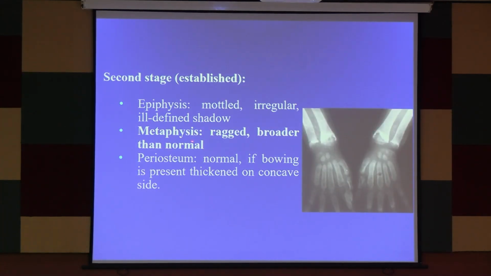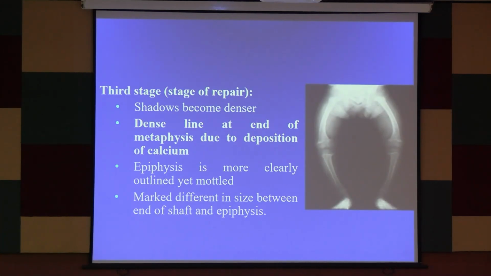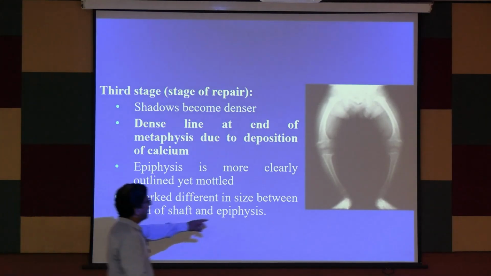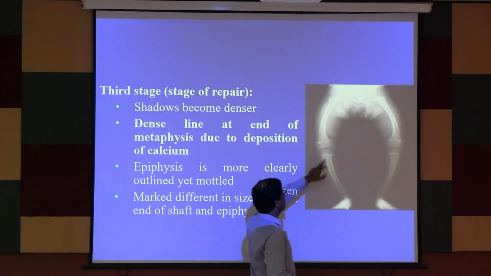When it is established, it is broader and more ragged. There could be metaphyseal cupping and fraying. And when you treat the rickets, you get a dense line at the end of the metaphysis. When you address the condition, start the therapy, and the child responds to it, this is the healing sign. It is called Frenkel's line. Along the metaphysis, you get this dense line.